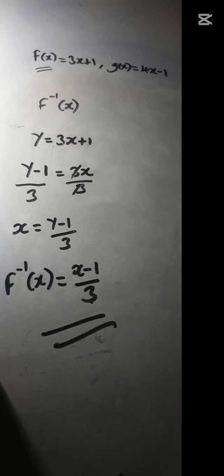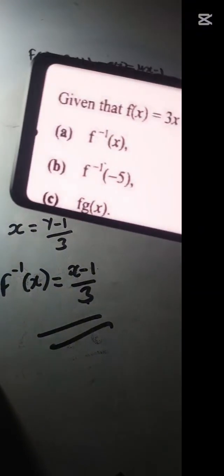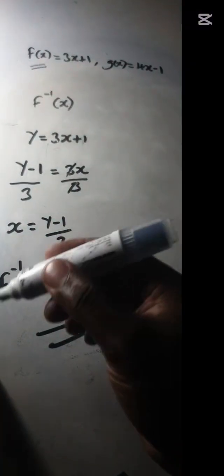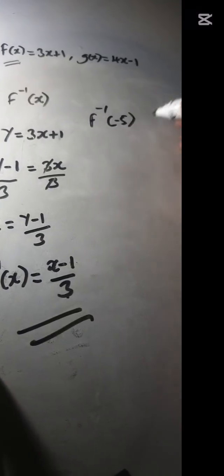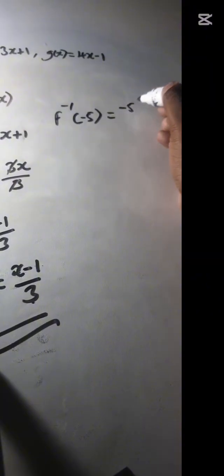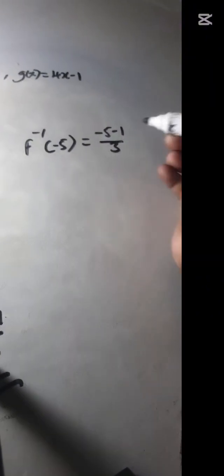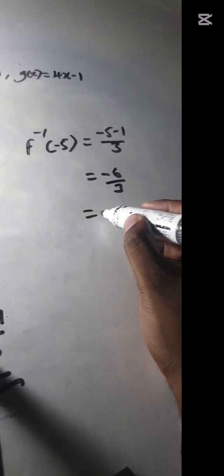Okay? Then B is saying now find the inverse of f of -5. So if you compare A and B, you find that where there is x, there is now -5. Right? So from this question now, we replace where there is x with the -5. So we have -5 minus 1 over 3. So -5 minus 1 is -6 divided by 3. So -6 divided by 3 is -2.